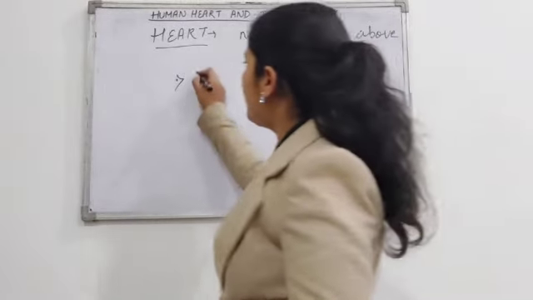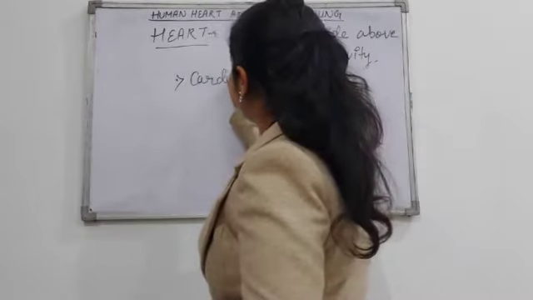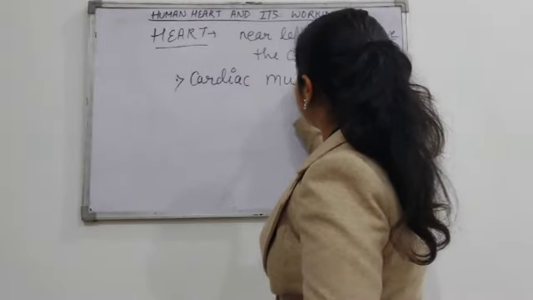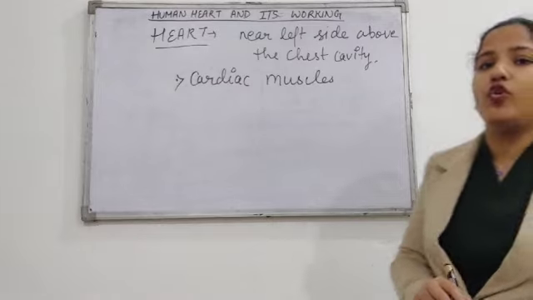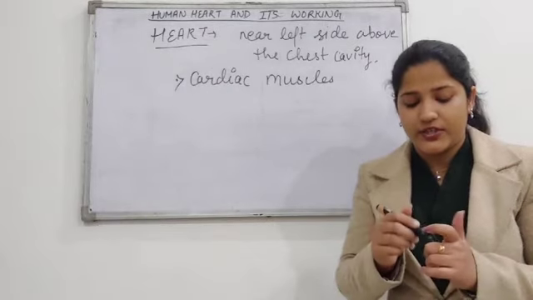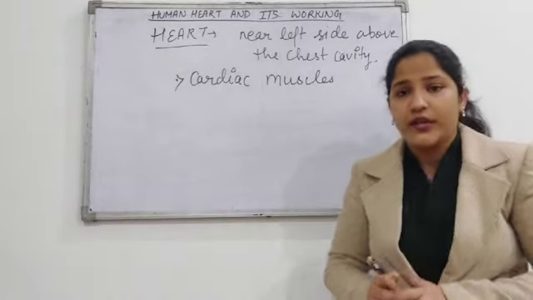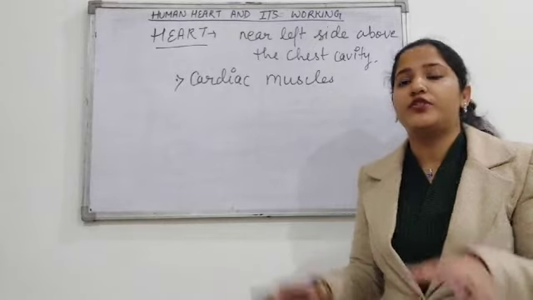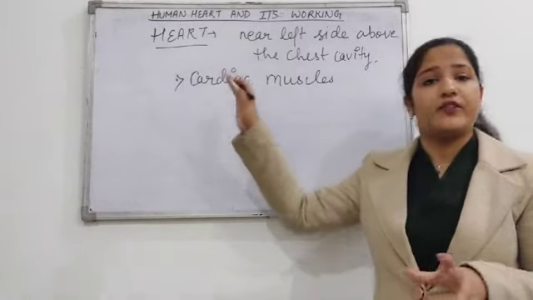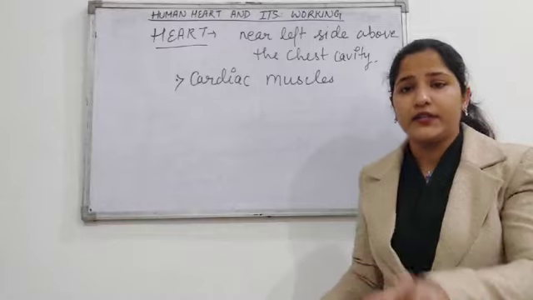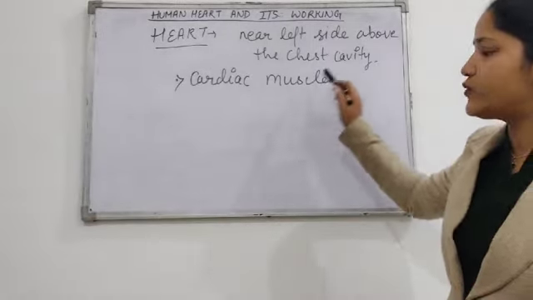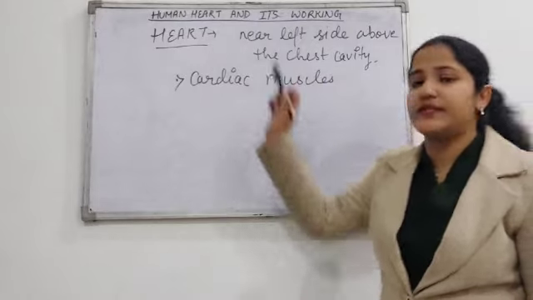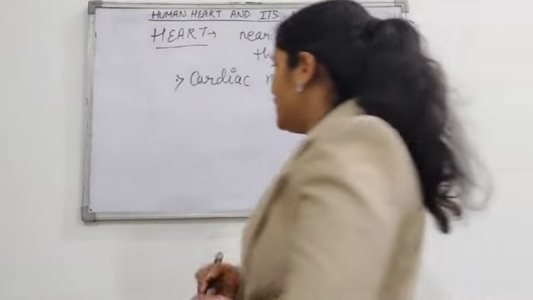Third, type of muscle present in the human heart. So cardiac muscles are present in the human heart and they show involuntary action. Involuntary, which is not under our control. You want, you do not want, you just cannot control your beating of heart. You cannot stop it. This is not in your hand. So cardiac muscles, which are involuntary muscles, are present in the human heart.